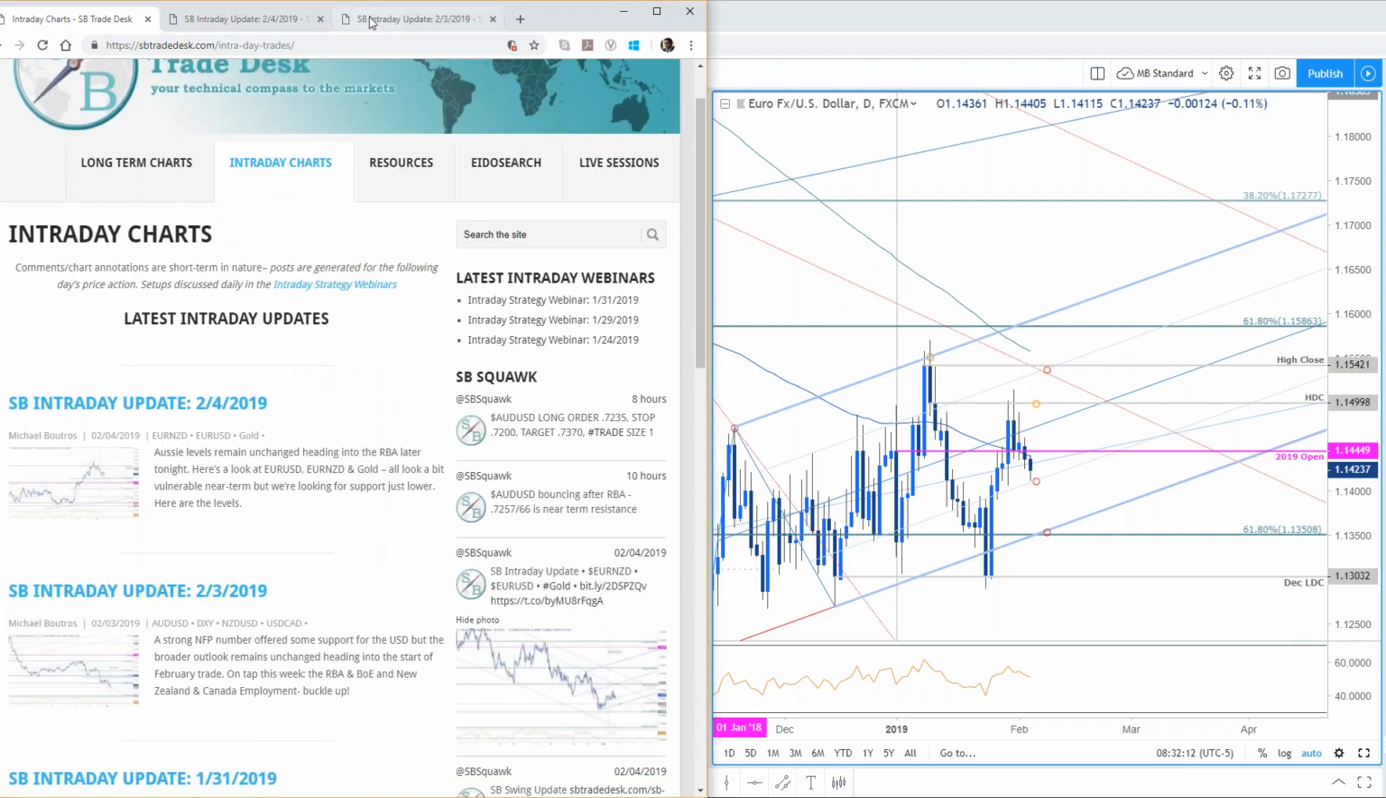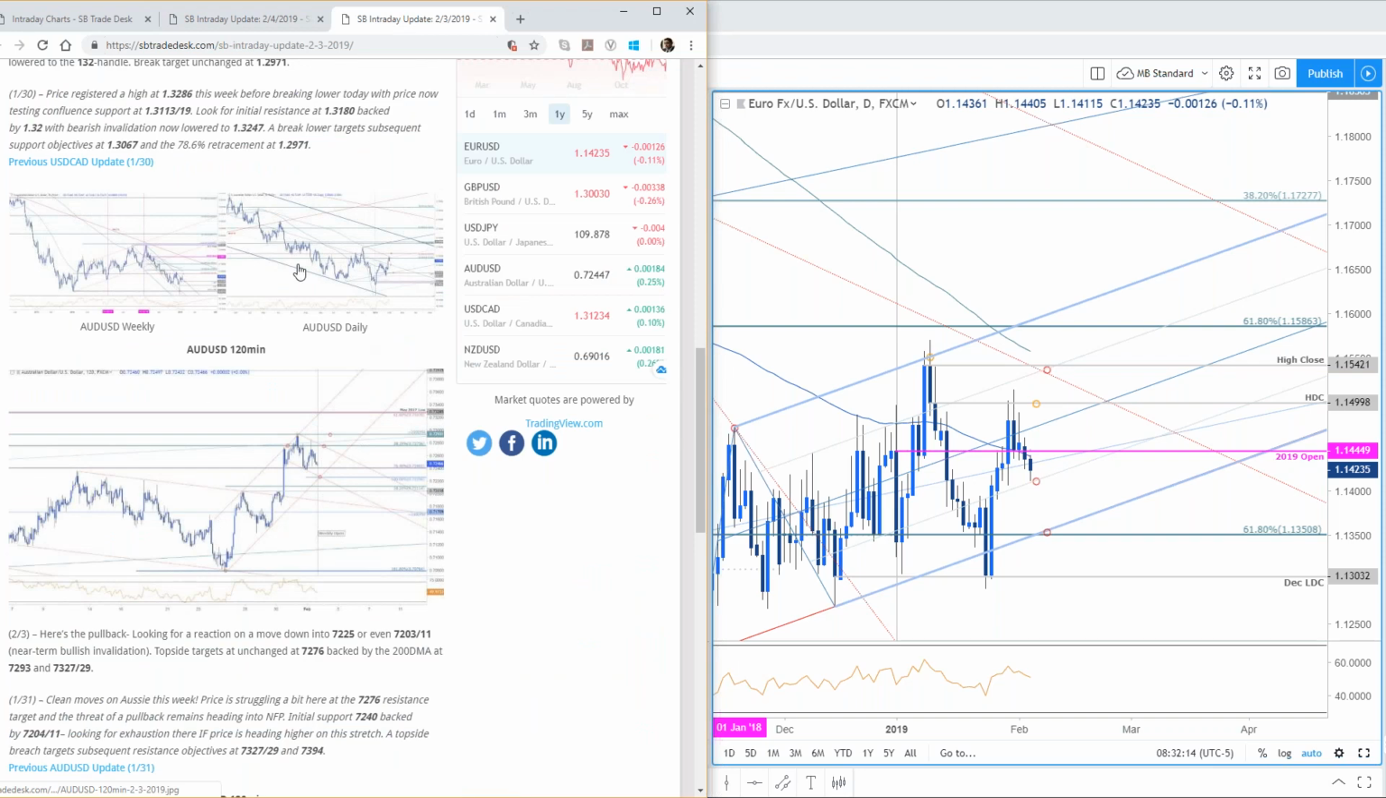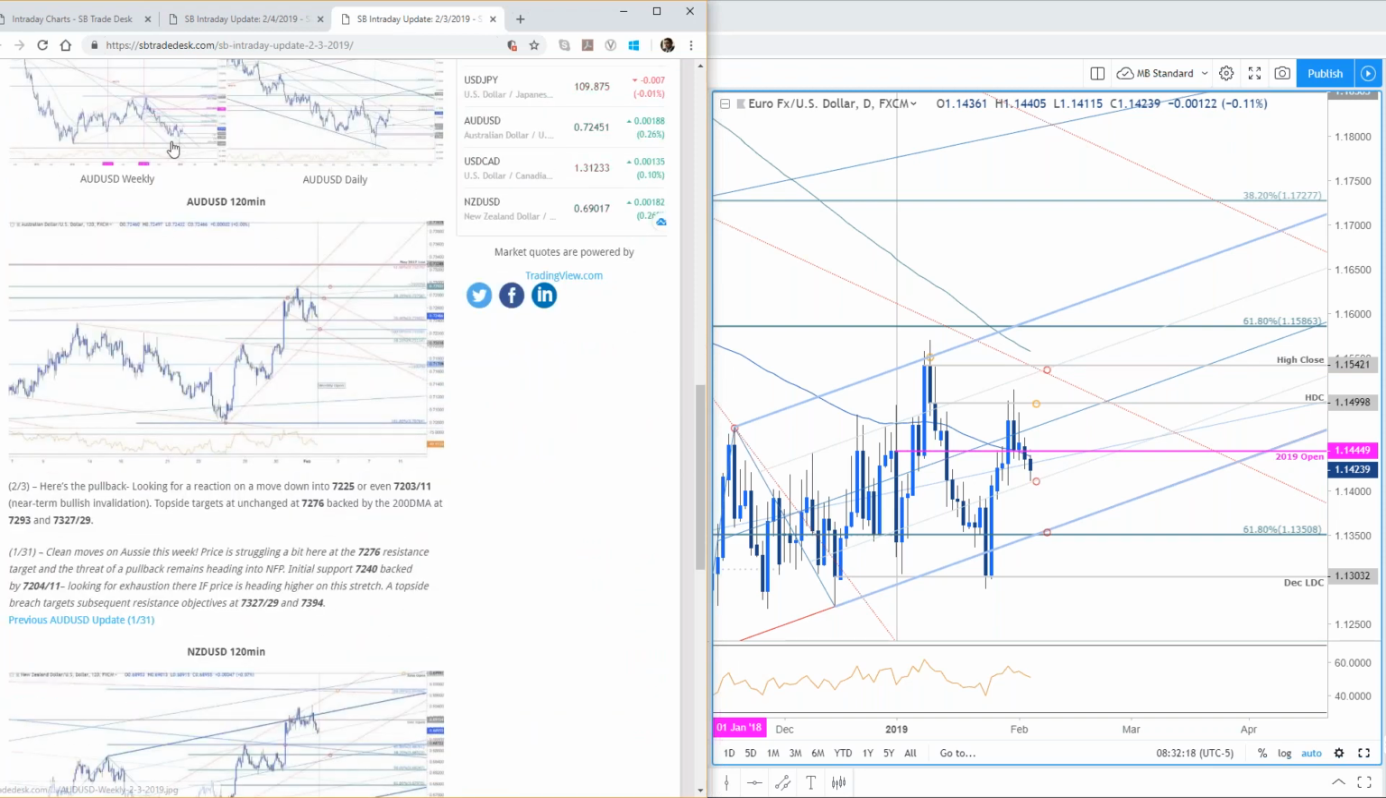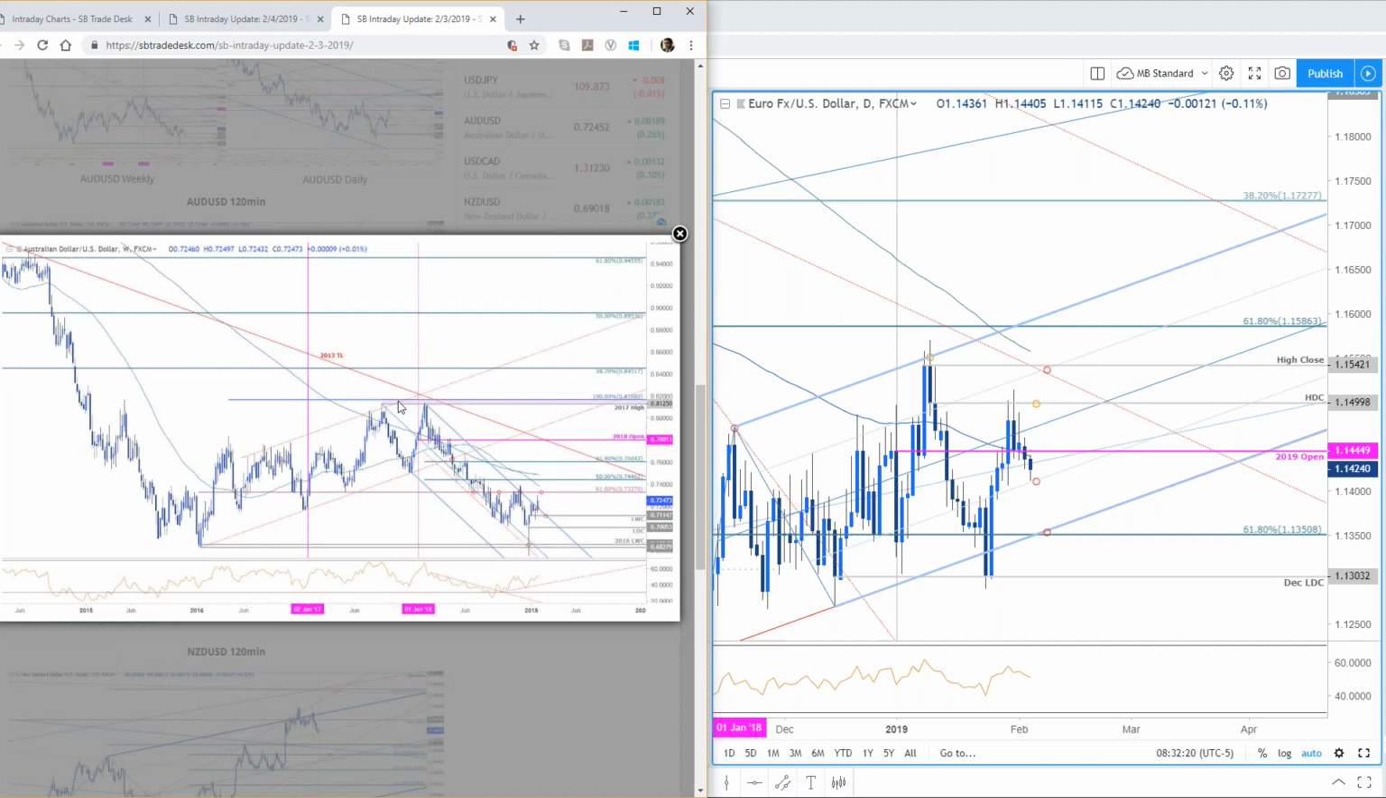I do want to just start off with Aussie. Here's what we looked at on Aussie to start off the week. So really big levels that we're trading off of, and they're really, really clean. So here's the major premise of the whole Aussie operation.